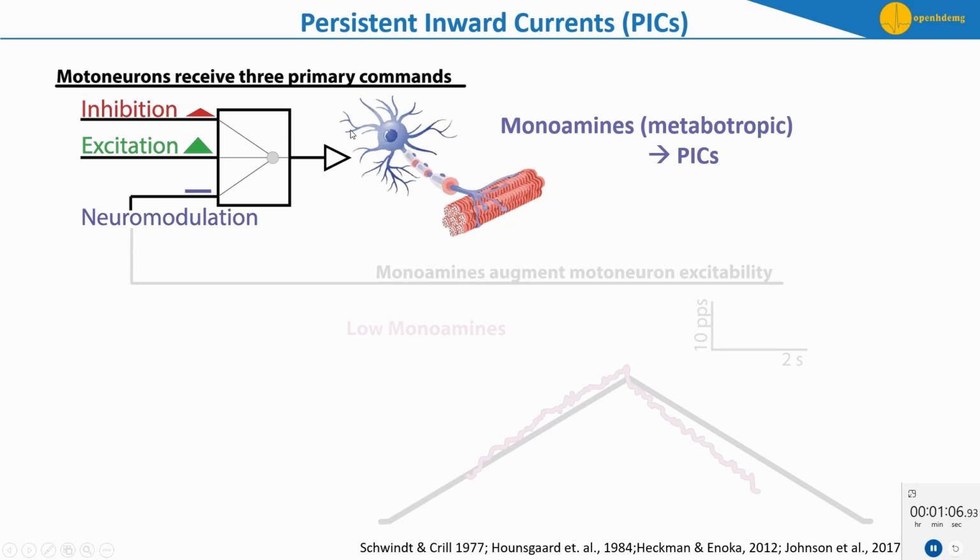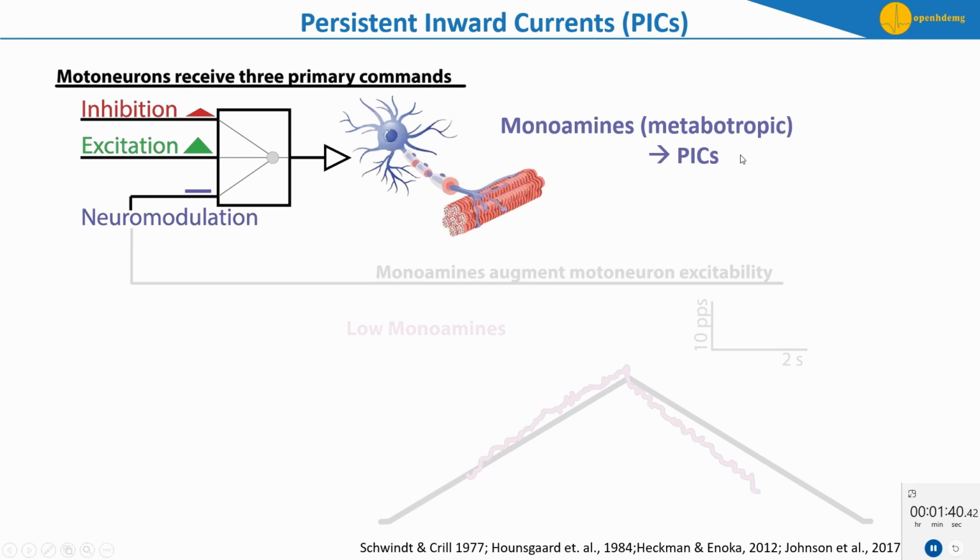PICs are an intrinsic source of current in the motor neuron that both amplifies and prolongs any excitatory synaptic input. These PICs are mediated by voltage-sensitive channels on the dendrite of the motor neuron, such that as an excitatory input comes into the motor neuron, it depolarizes the motor neuron and causes these voltage-sensitive channels to open up. When they open up, they allow an additional rush of excitatory current to come into the motor neuron that amplifies the original excitatory command.